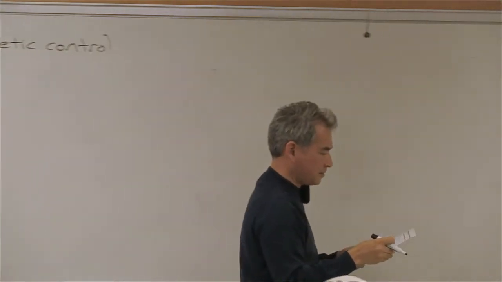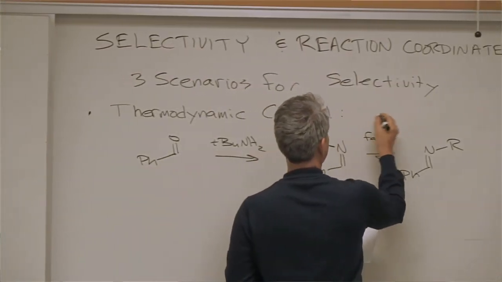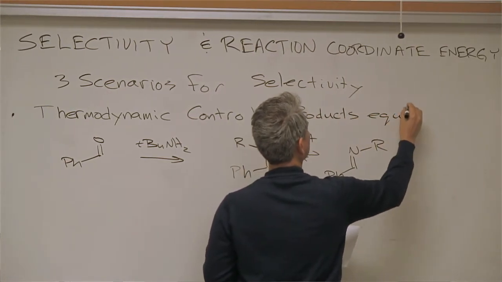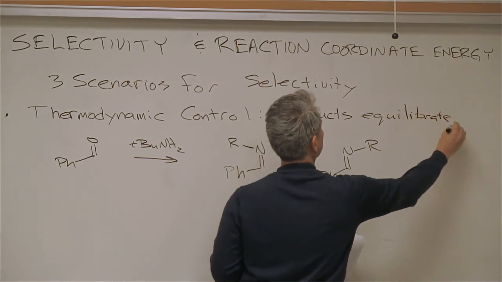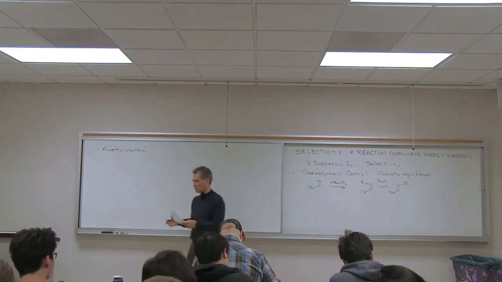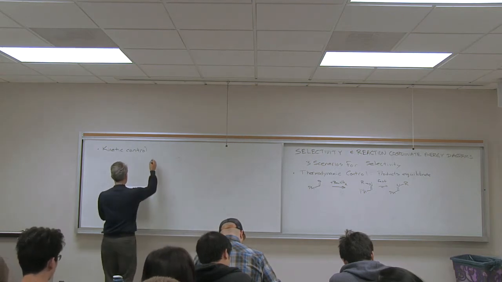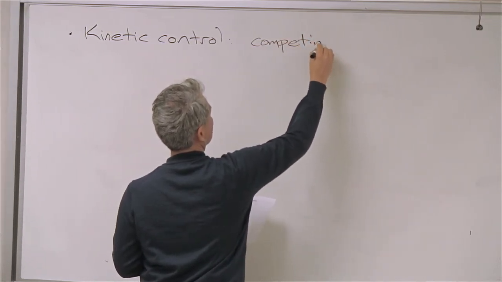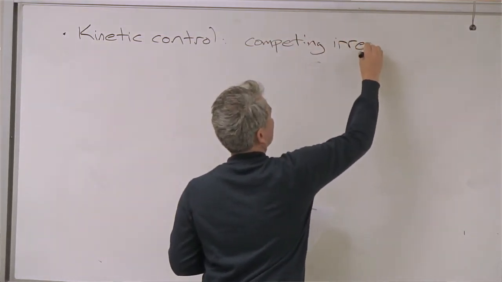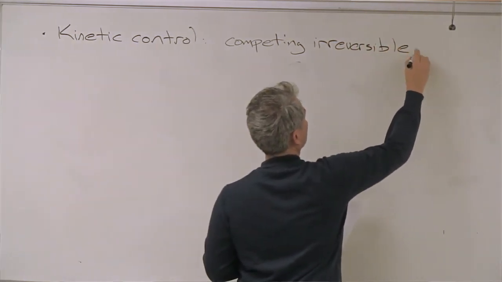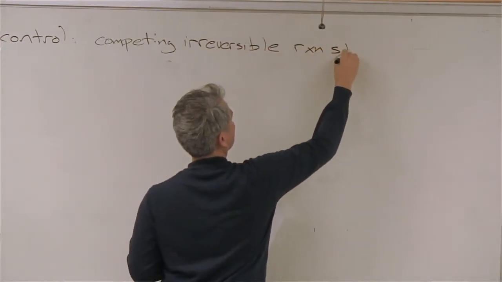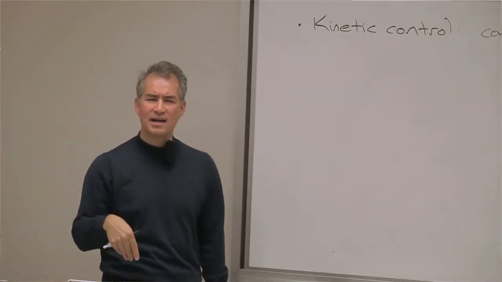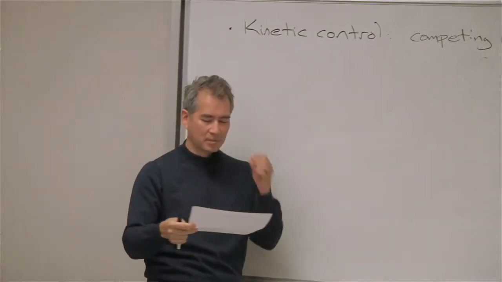And let me specify here for thermodynamic control, I'll just spell out the requirement. If you're under thermodynamic control, the products are equilibrating under the conditions of the reaction. For kinetic control, you have competing irreversible reactions. Competing irreversible steps. No equilibration between the products. That's irreversible, means they're not equilibrating.